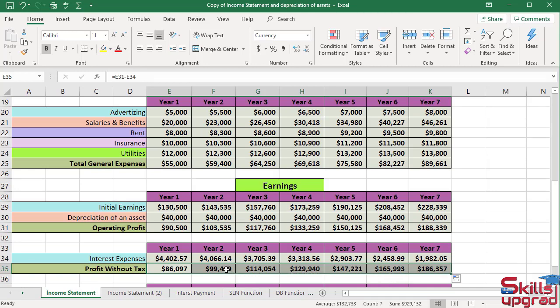This is the profit of the company for the second year, and this is the profit of the company for the 7th year. The values of profit increase from year 1 to year 7.